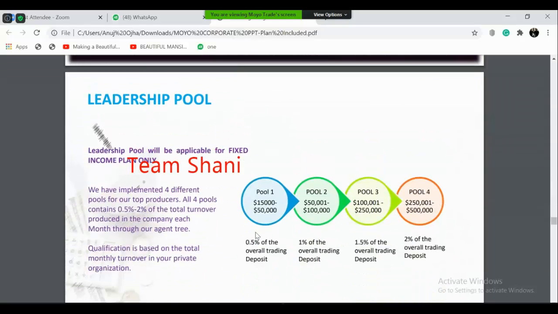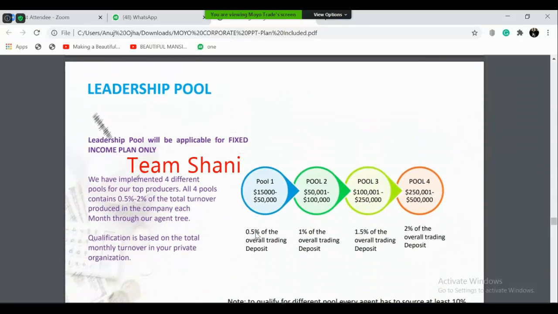Go down. So now this is the pool system that we have created. Pool system means it is not the individual, it is the cumulative. So the entire team volume will be shown here. Whether you have 10 people, 15 people, 30, 100 or 1,000 doesn't matter. This is the pool system that will generate here.